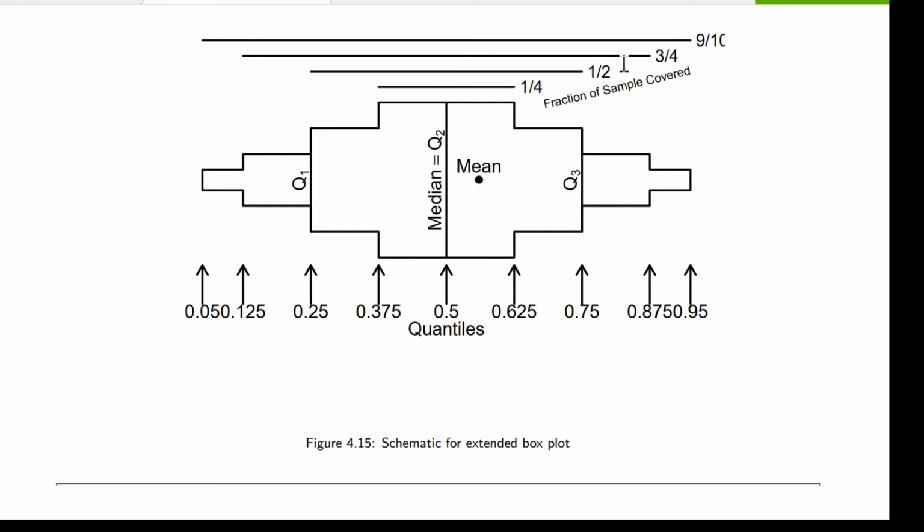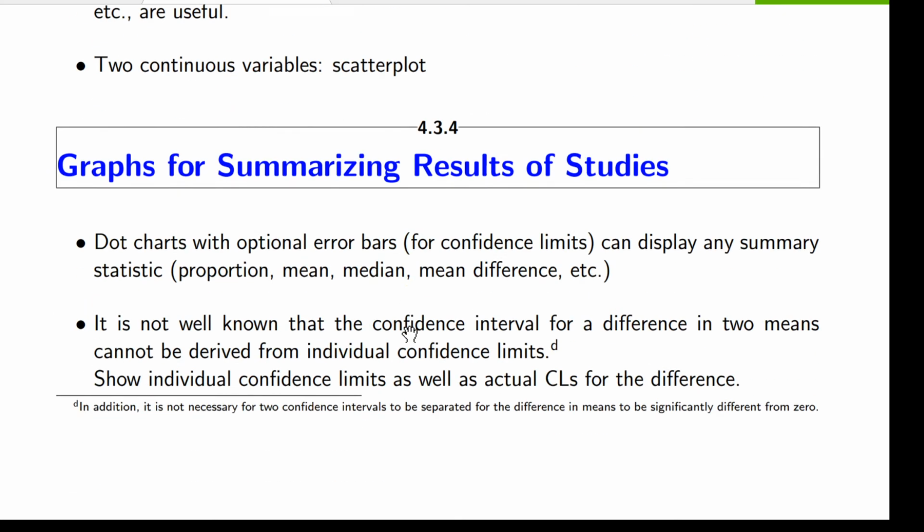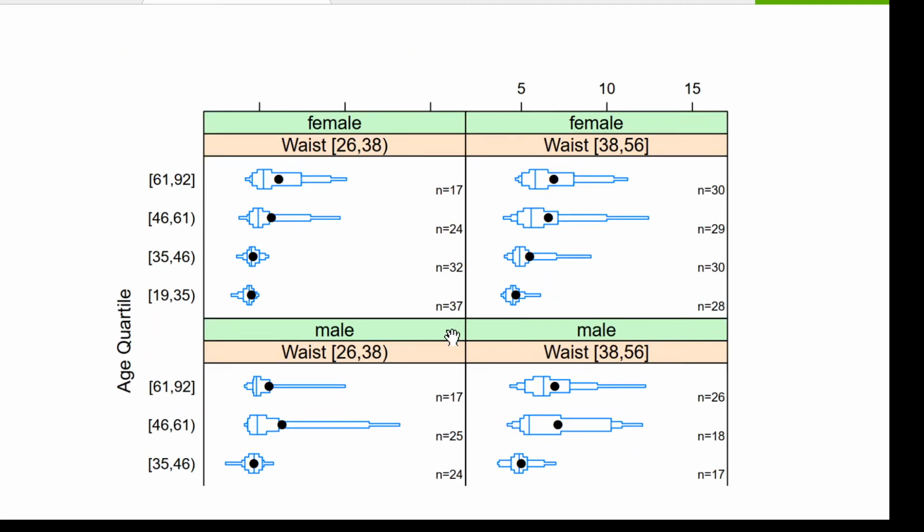Then you have an interval that contains half the data. That's your usual box, the interquartile range. Then you have an interval that contains 3/4 of the data. That goes from these quantiles. Then you have an interval that contains 9/10 of the data, and that's the outer. And so that is from the 0.05 to the 0.95 quantile. So extended box plots show a lot of information.